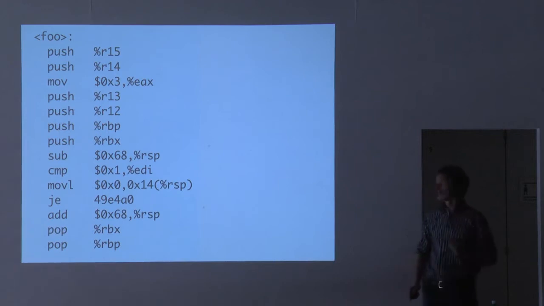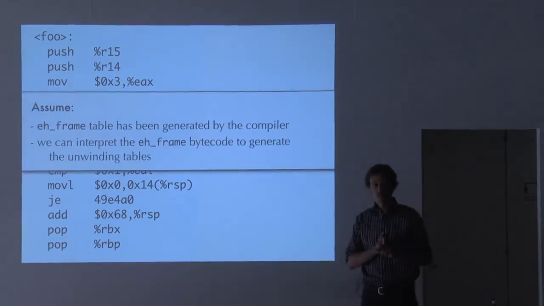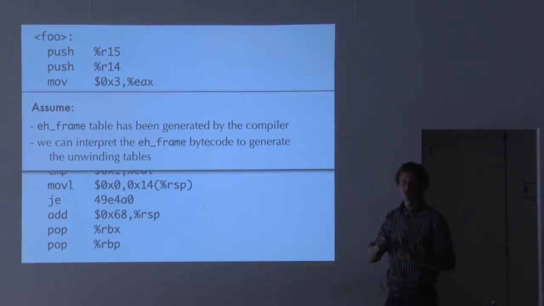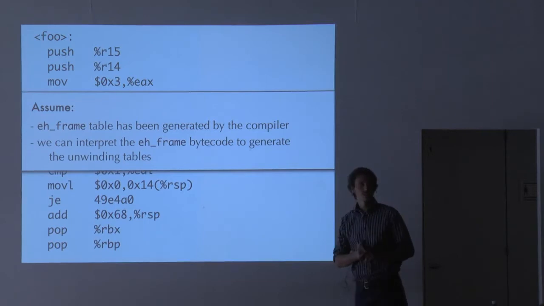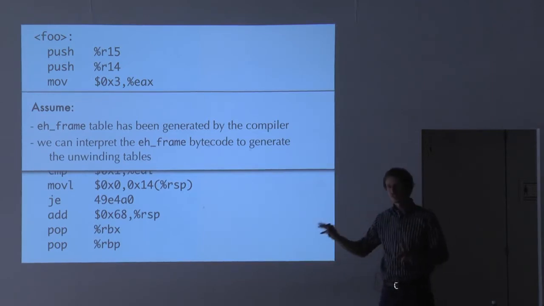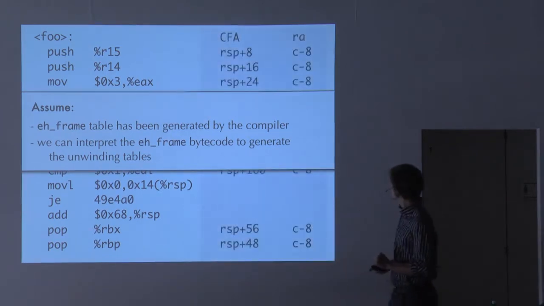And let's make one assumption. Let's assume that the eh_frame table has been generated by the compiler. This happens by default if you don't do anything special. And I also assume that I have an interpreter of the eh_frame bytecode that can generate the readable table. Okay? So we have the lovely table.